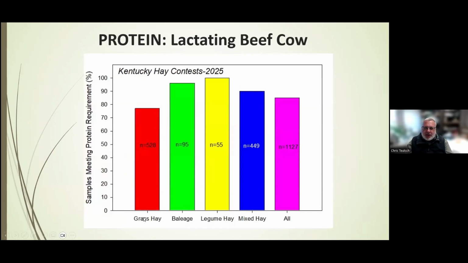So this is the same categories on the bottom, and then this is the samples that would meet the protein requirement of a lactating beef cow. And that's the percent of samples on the y-axis. So of the grass hay category, almost 80% of the samples would meet the crude protein requirements of a lactating brood cow. All of our samples for baleage, legume hay, and mixed hay came very close to meeting the crude protein requirements. And on average, over 80% of the samples in the three hay categories met the crude protein requirement of a lactating brood cow.